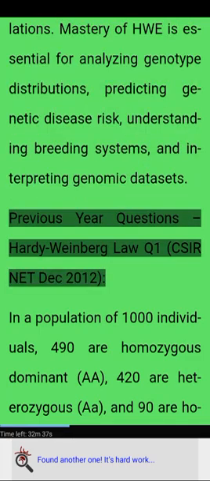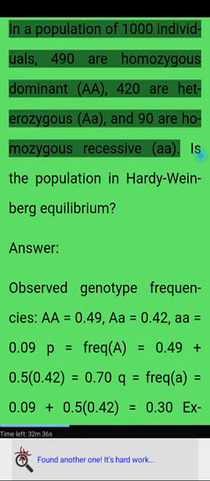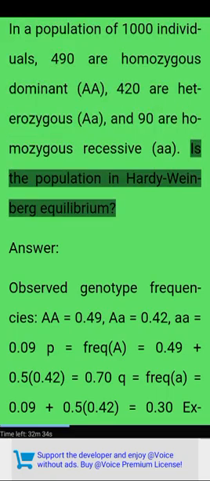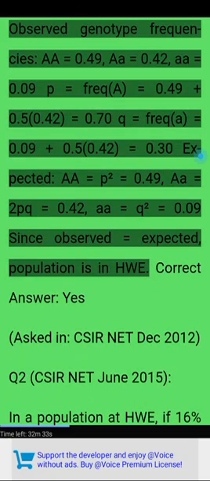Previous year questions. Hardy-Weinberg Law. Q1, CSIR NET December 2012. In a population of 1,000 individuals, 490 are homozygous dominant AA, 420 are heterozygous Aa, and 90 are homozygous recessive aa. Is the population in Hardy-Weinberg equilibrium? Answer.